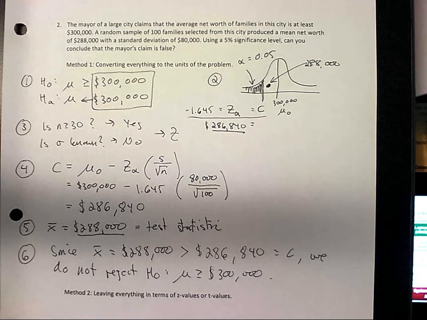So let's say this happens. Let's make it a little bit more ridiculous. Let's say the mayor comes out and goes, hey, the average income in my city is $300,000. And you're like, all right, that sounds cool. I want to move to your city, but let me test this out first. You test it out, and you get $299,999. Would you call the mayor a liar? No. What about $299,998? So what we're doing is establishing this cutoff.